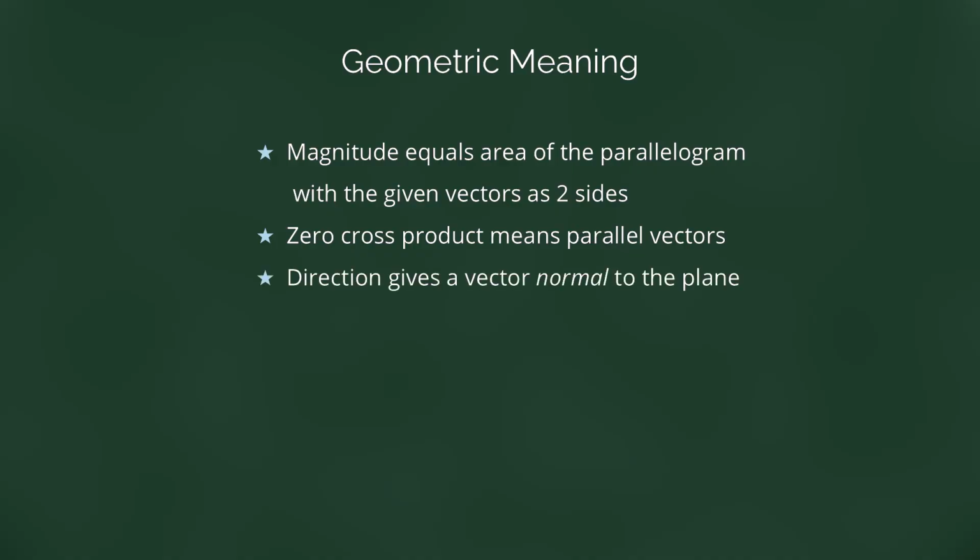And last, but certainly not least, perhaps the most important thing about the cross product is that its direction is always normal, which is another way of saying perpendicular to. We've got orthogonal, normal, and perpendicular, but the vector that the cross product forms is always a normal vector to the plane formed by the two given vectors, which means that the cross product vector is perpendicular to both of the vectors that you used to compute it.